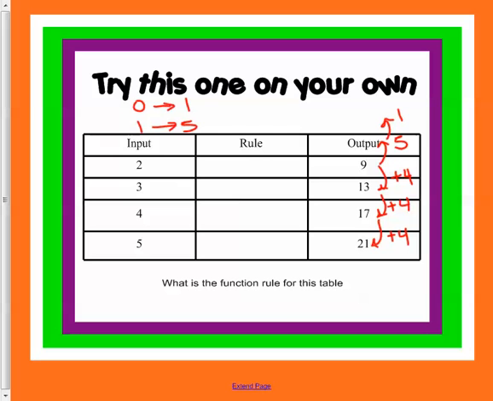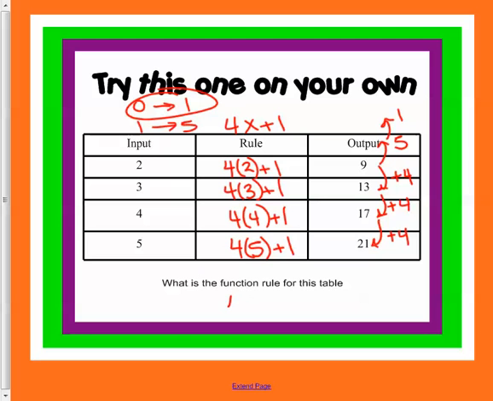So 0 equals 1. So the rule is, to start with, add 1. Because the 0 term is 1. I'm multiplying by 4 because it's a repeated addition of 4. So 4 times x plus 1. So let's check it. 4 times 2 gives me 8, plus 1 is 9. 4 times 3 gives me 12, plus 1 is 13. 4 times 4 is 16, plus 1 is 17. And 4 times 5 is 20, plus 1 is 21. So 4x plus 1.